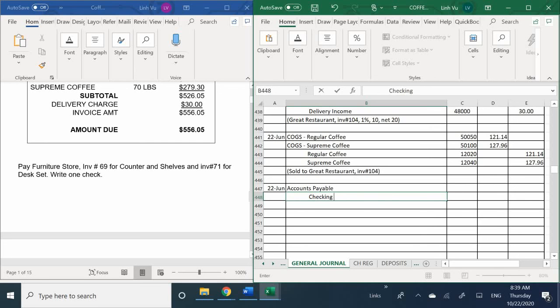In this case, we're paying off a bill. We already have the bill. We already have the counter, the display shelves, and the desk. They're currently in our possession. Now, we don't fully own it because we owe the money. So now we're going to pay for it, and that's all we're doing. We're just paying for it. Okay, got it. Thank you. Yes, of course.